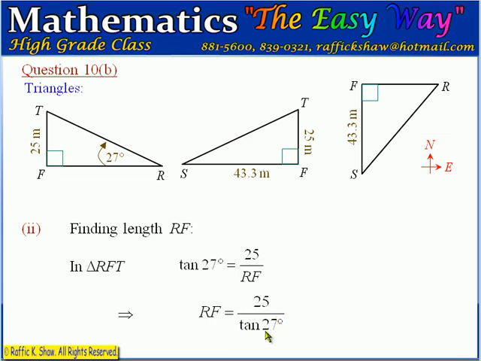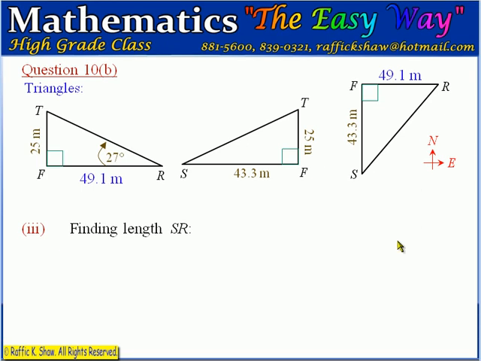And when we do this calculation with our calculator, the result is 49.1 meters. And we're actually asked to show that the length of RF is 49.1 meters. And that's the answer for part 2. And so we can show those dimensions on the diagram. So that length is RF, and note here that this distance also is RF. So we can also show that distance on the diagram. RF is 49.1 meters. Let's move down now to part 3.